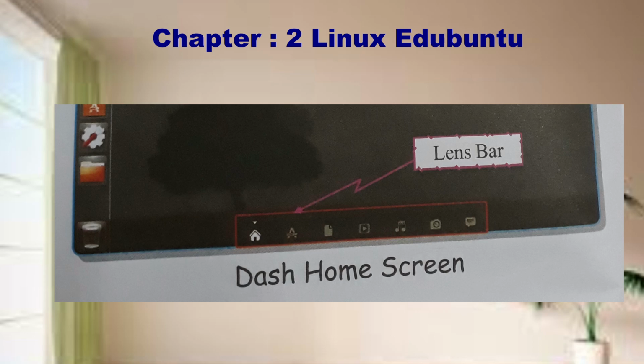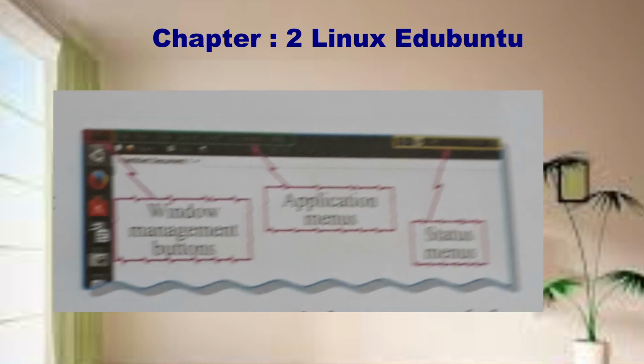Now the menu bar of Linux desktop. The dark strip on the top of the desktop is called menu bar. It contains 3 menus: window management buttons, application menus and status menus.